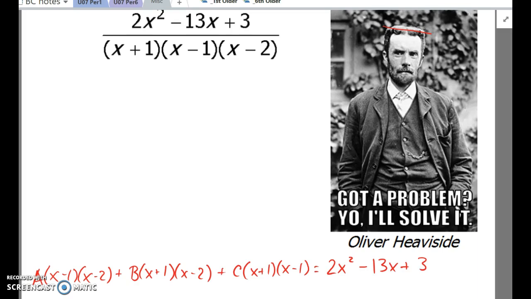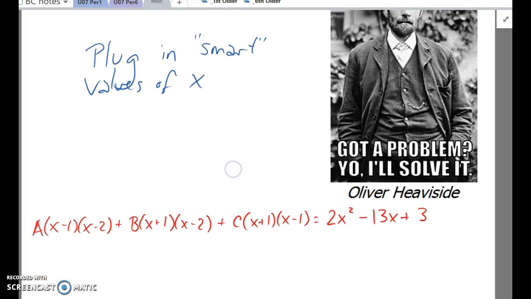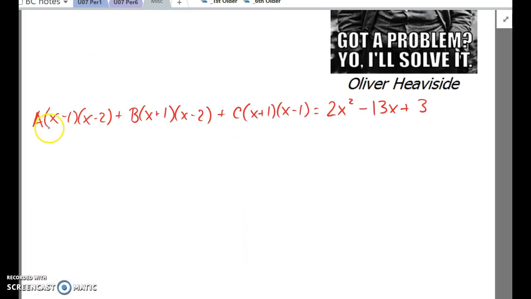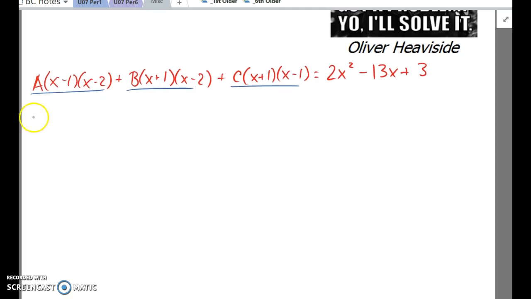What the Heaviside method has us do, and it is brilliant and super awesome, is to say if these two expressions are supposed to be equal or equivalent, then they need to be the same for any value of x we want to plug in. So what this method has us do is just to plug in convenient or just smart values of x, and you'll end up with a really simple thing to solve. When we talk about smart values of x, it's really just a value that makes one or more of those terms turn out to be 0. So for example, one convenient or smart value of x would be x equals 1.